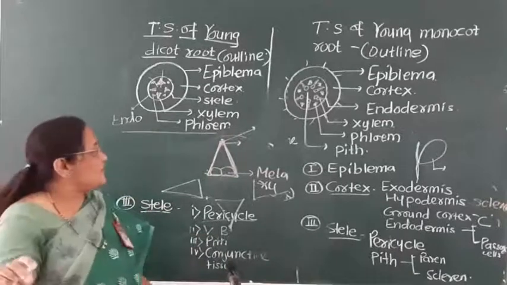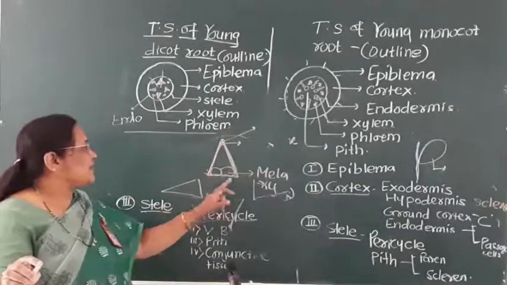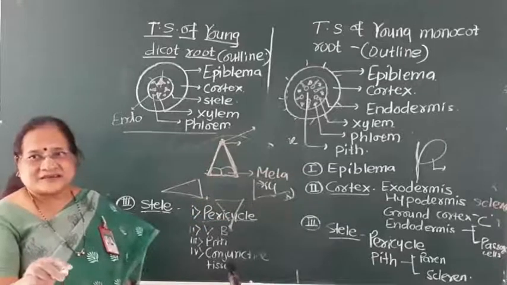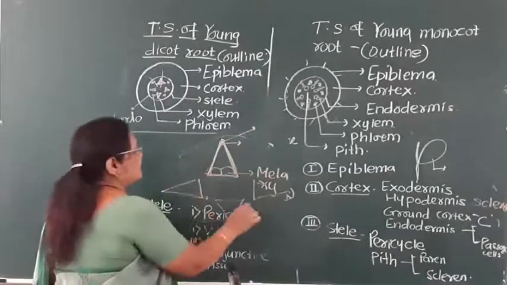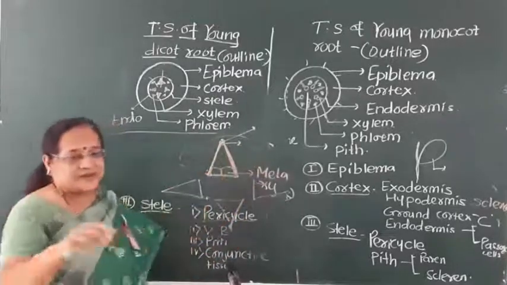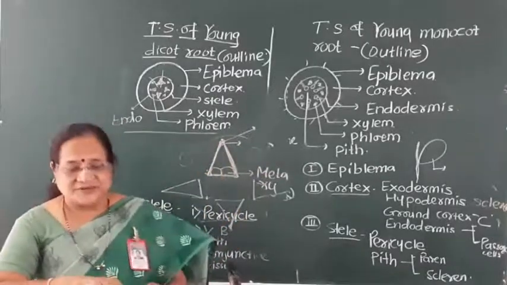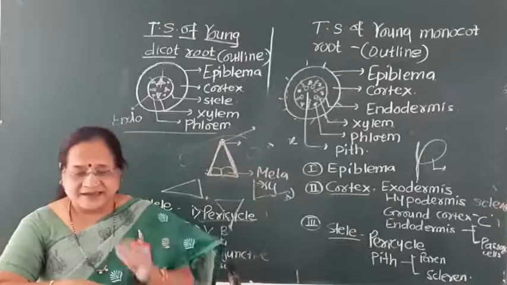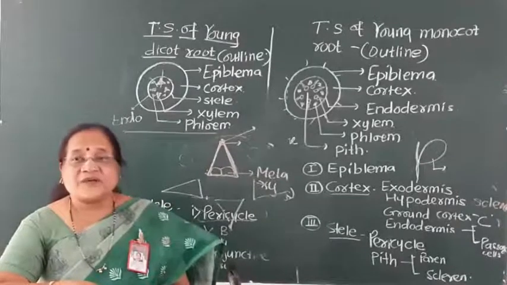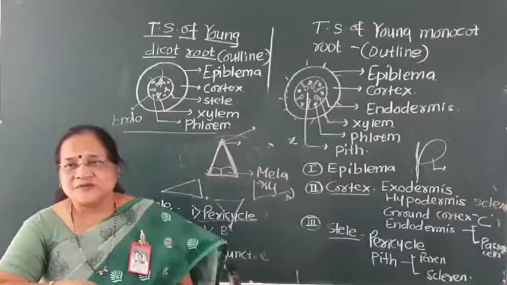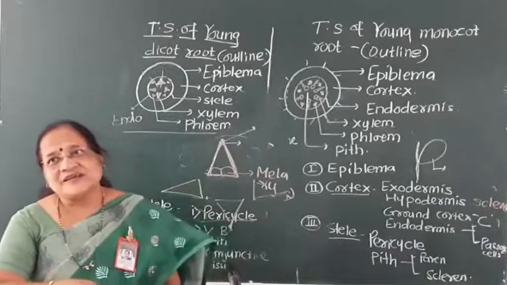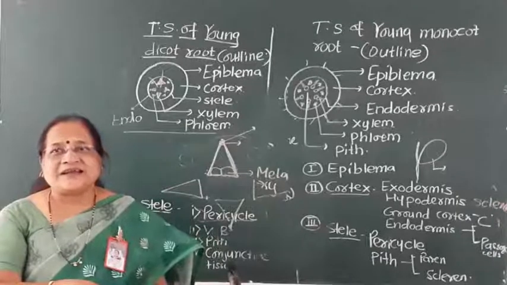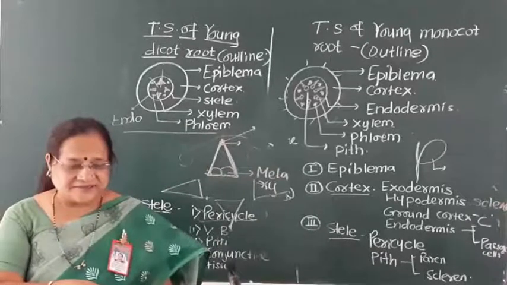In case of phloem, we get alternating patches in between the xylem. In this phloem we get the sieve tubes, companion cells, and we also get the phloem parenchyma. So totally there are 4 patches of phloem and 4 patches of xylem, and they are in tetrarch and exarch condition.